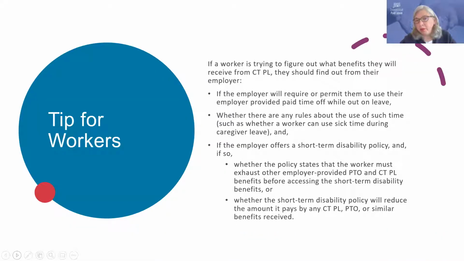So we're telling workers, if they're trying to figure out what they're going to get, they need to know first what their employer's policies are. Is the employer going to require them or permit them to use their paid time off? And are there any rules? Can you only use sick time for your own serious health condition, but not for caregiver? And they need to know if you offer short-term disability and what that policy says. Many short-term disability policies say that they are the payer of last resort, so the employee would have to use the employer-provided PTO and the state benefits before they could access the short-term disability benefits. It all depends on what the policy says.